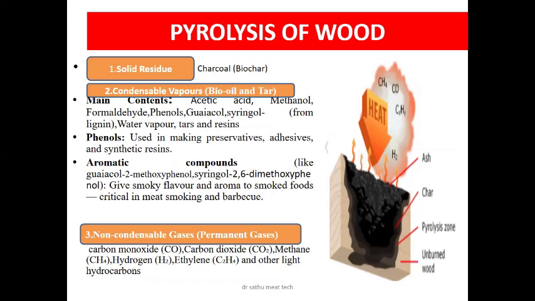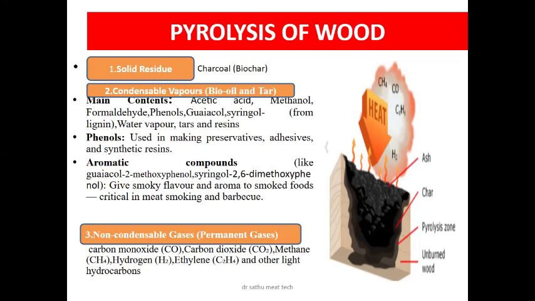So pyrolysis of the wood can result in the formation of three things. One is solid residue, that is nothing but charcoal or biochar. How is charcoal produced? First, volatile compounds are released. When the temperature reaches around 500 to 600 and above, all the volatile compounds are burnt off, and charcoal is formed, which is carbonized. We get charcoal containing around 70 to 90% carbon.